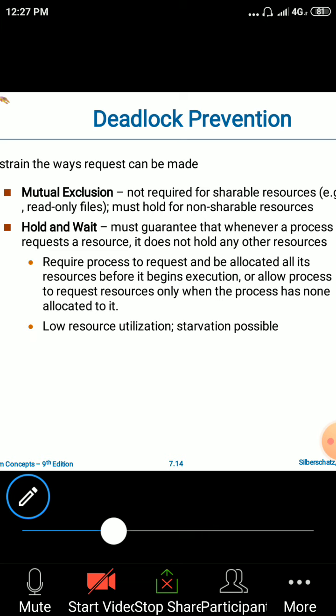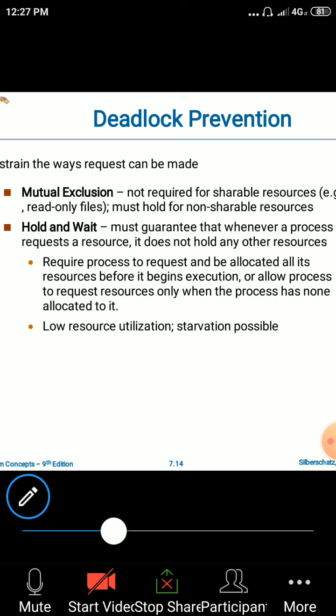And the other method is, before the process starts its execution, the process can request all the resources it requires during its execution. Then once the resources are allocated, it can start its execution. Once it completes, it must release all the resources. So these are the two methods used to prevent the hold and wait condition.